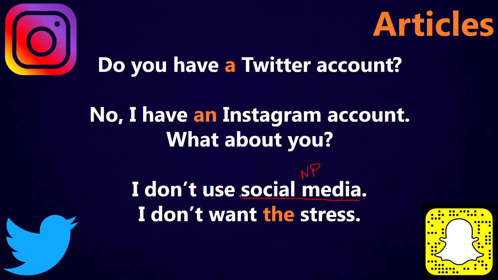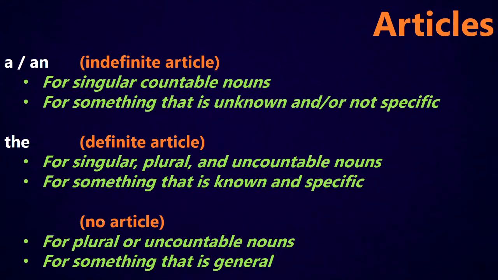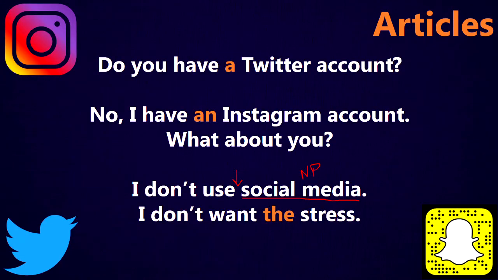But if you look before it, there is no determiner, because social media is an uncountable noun. So I'm talking about something in general, which means I'm not using a determiner. So the no article, or the zero article, we use it for plural or uncountable nouns when we're talking about something that is general. Like here, social media. I'm talking about all of social media in general.